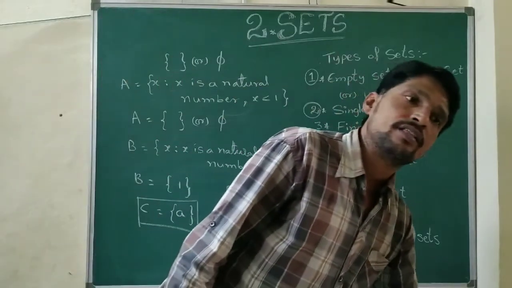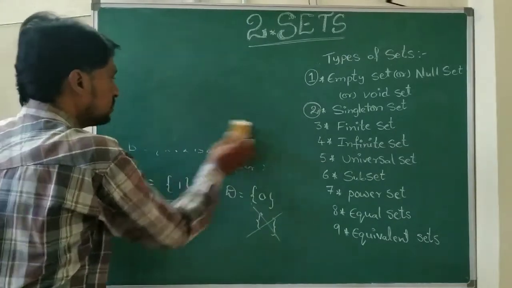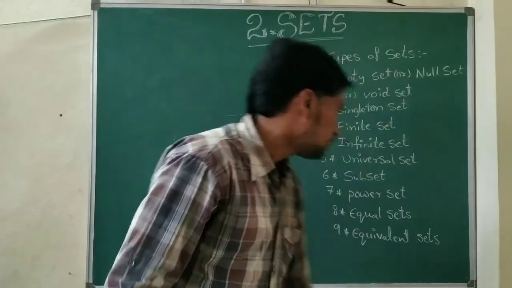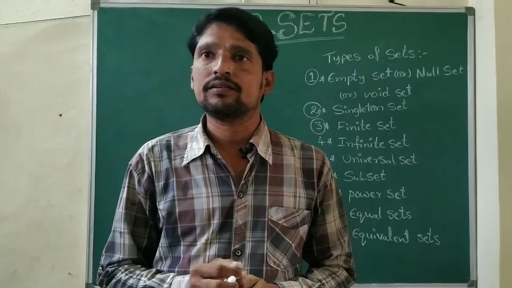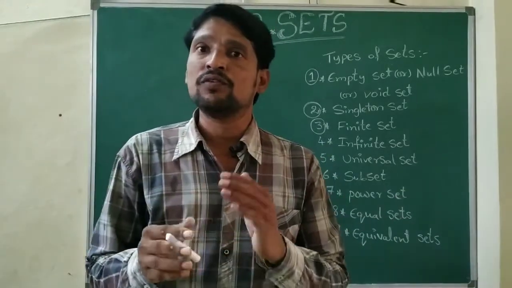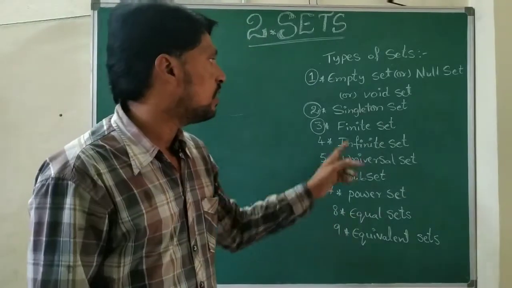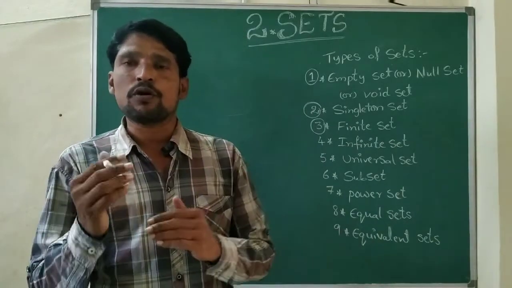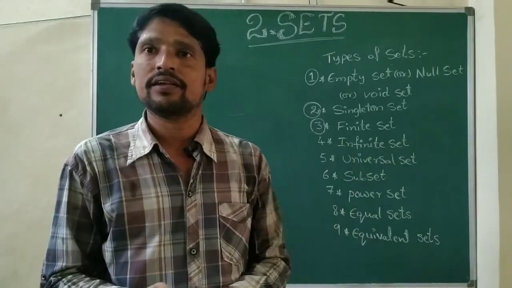Now the next one is the finite set. The third one, finite set. What is a finite set? A set in which it is possible to count the elements, or the number of elements, is called a finite set. Again repeating, a set in which it is possible to count the number of elements is called a finite set.